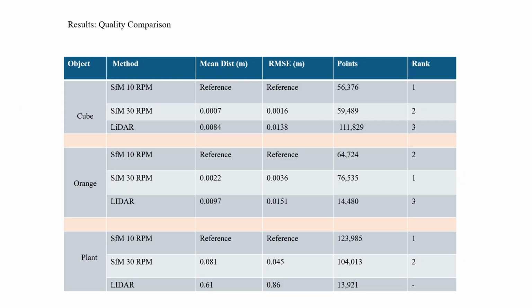Comparing the results in tabulated form, SfM at 10 rpm stands out compared to the rest of them. For the orange, surprisingly, SfM at 30 rpm performed well compared to the remaining point clouds. For the plant, SfM at 10 rpm seems to work well. For LiDAR, the point cloud seems to not work at all. Here it's very noisy.